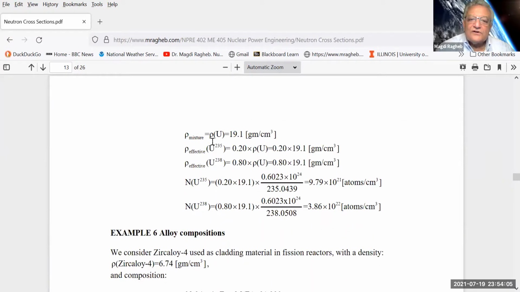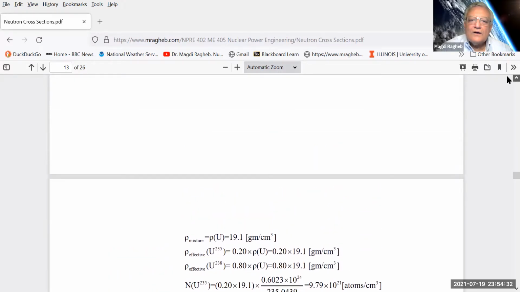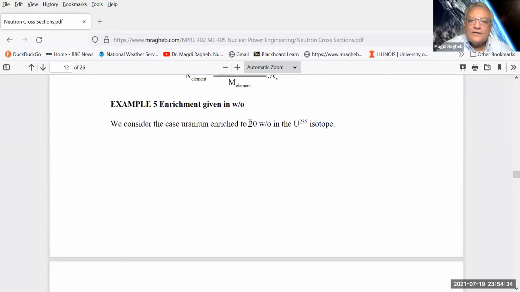So if you take the density of uranium, a mixture of uranium-235 and uranium-238, at 19.1 gram per centimeter cube, and you want to calculate the number density of uranium-235, you take the density of the mixture modified by the proportion, in weight percent, of uranium-235 in it. So that would be fuel that contains 20% enriched uranium.